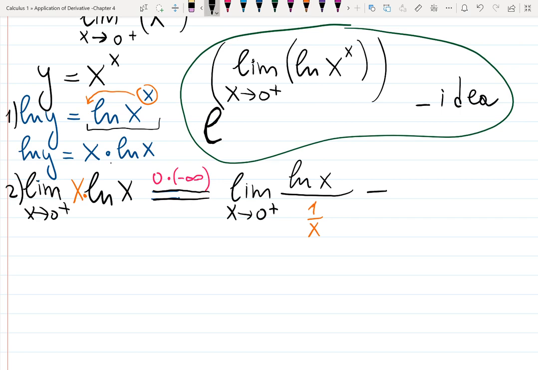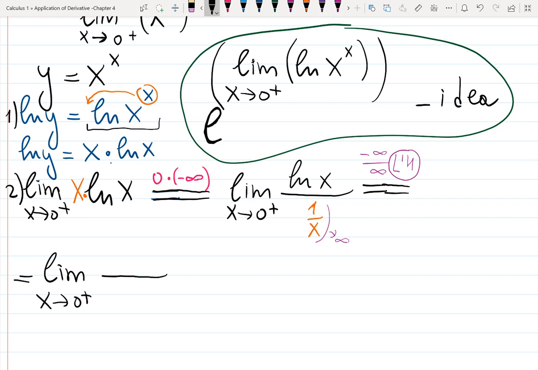In the denominator, let's check that we fixed the situation. So log at 0 is still minus infinity, and x at 0 is 0, but the denominator now goes to infinity. So it's going to be an infinity over infinity case. Now I can use L'Hopital's rule. L'Hopital's rule tells me that I can just differentiate both sides separately. The derivative of log is 1 over x. The derivative of 1 over x is negative 1 over x squared.